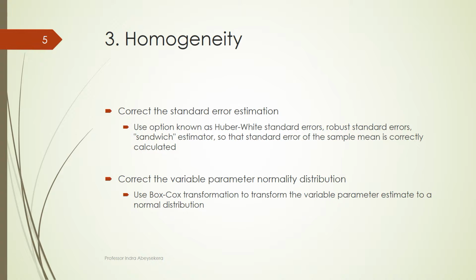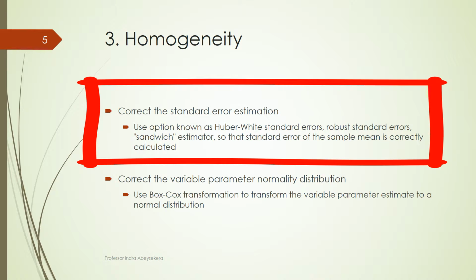The third is the homogeneity. If we find heterogeneity in the outcome variable, then we need to correct the standard error estimation. To correct the standard error estimation, we can use options such as Huber-White standard errors or robust standard errors or sandwich estimator, so that we instruct the standard error of the mean to be correctly calculated under those heterogeneous circumstances.